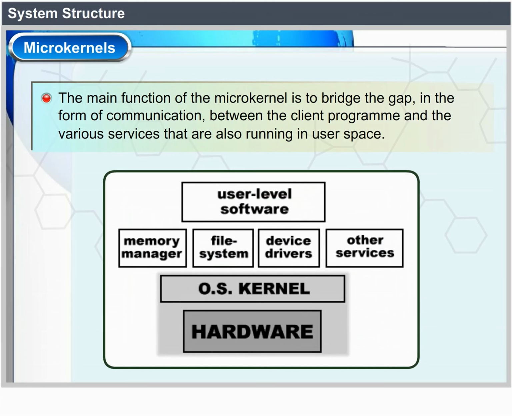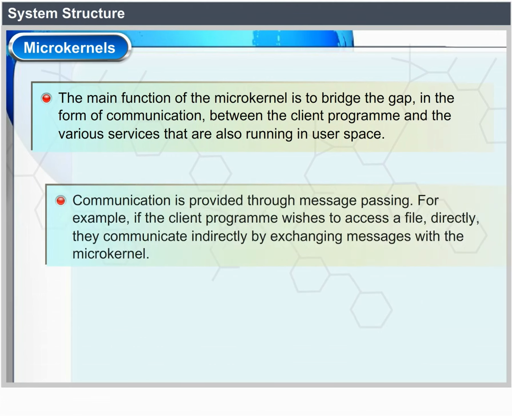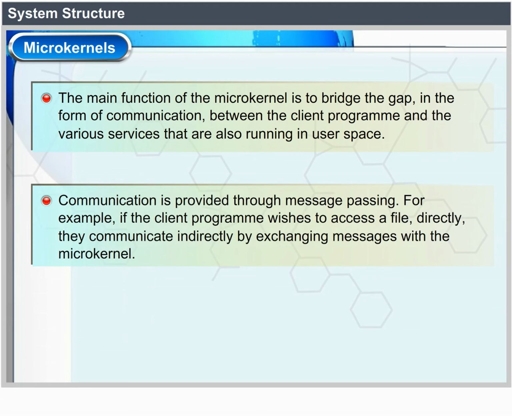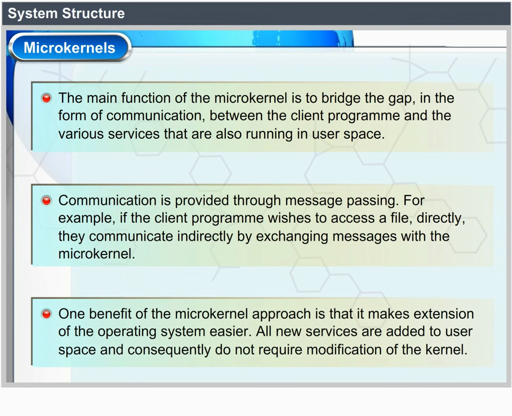For example, if the client program wishes to access a file, it does not interact with the file server directly. Rather, they communicate indirectly by exchanging messages with the microkernel. One benefit of the microkernel approach is that it makes extending the operating system easier. All new services are added to user space and consequently do not require modification of the kernel.